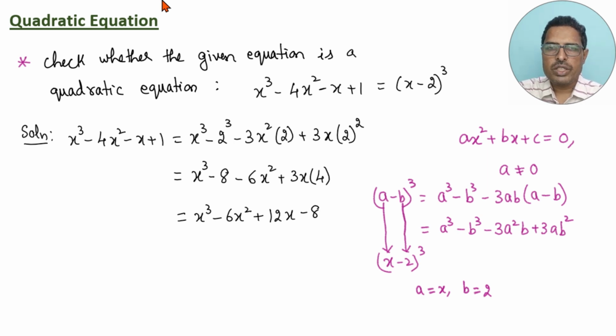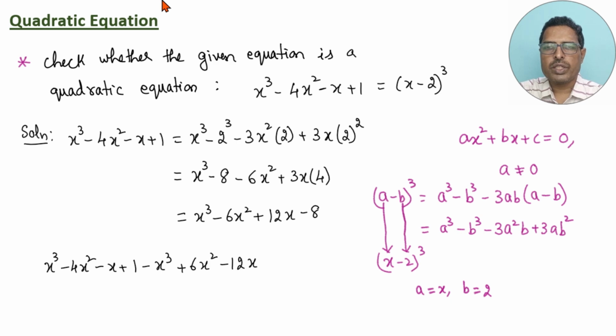Now let us take the entire right hand side on the left hand side. So we get x cube minus 4x square minus x plus 1, the left hand side as it is. Now let us take the entire right hand side on the left hand side. So this plus x cube will become minus x cube. This minus 6x square will become plus 6x square. Plus 12x will become minus 12x. Minus 8 will become plus 8 is equals to, on the right hand side we are left with 0.